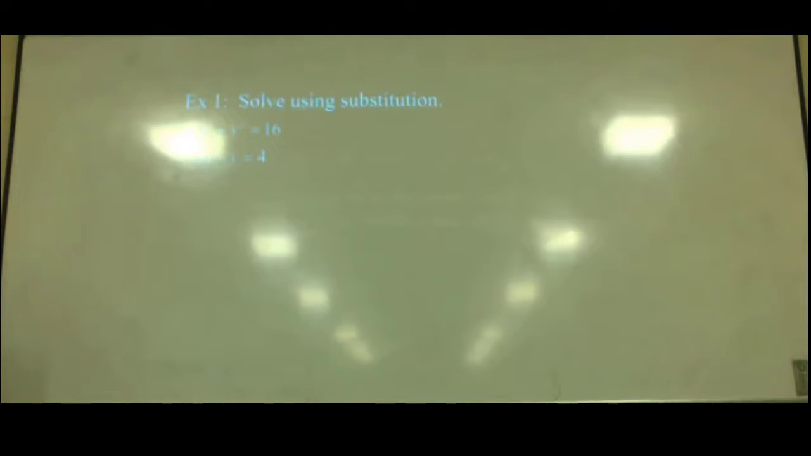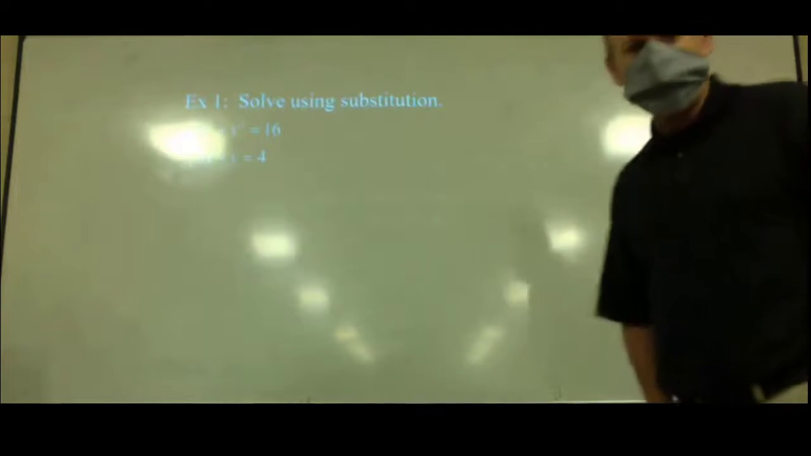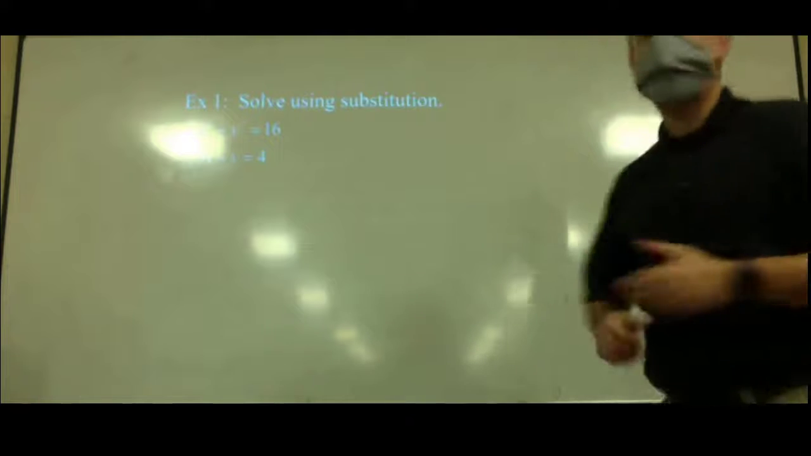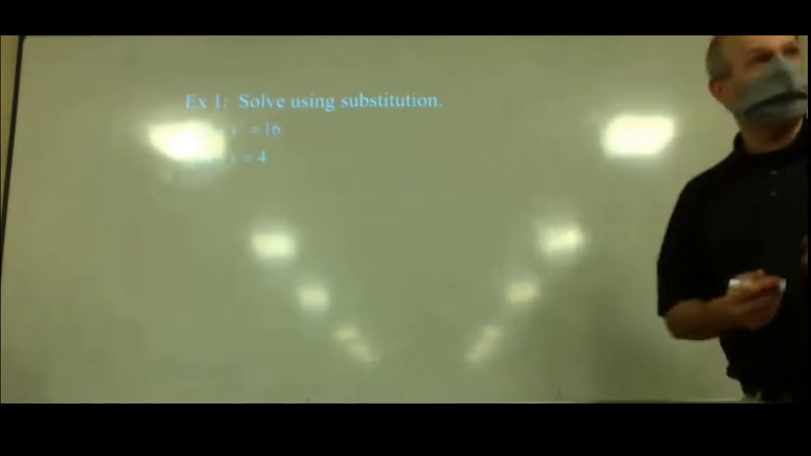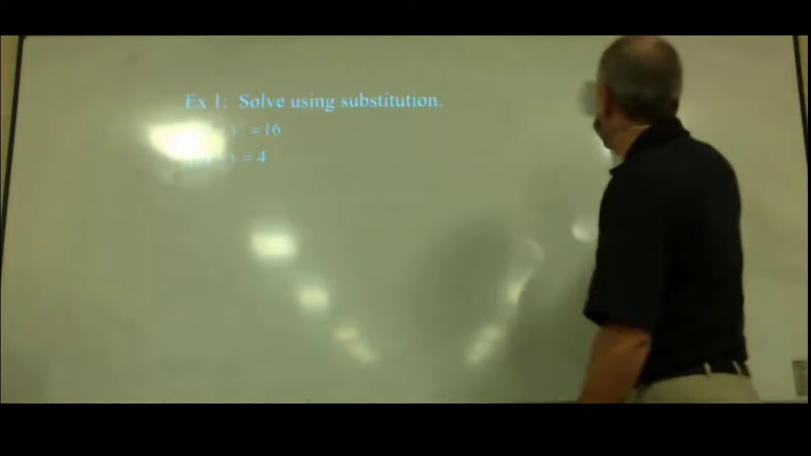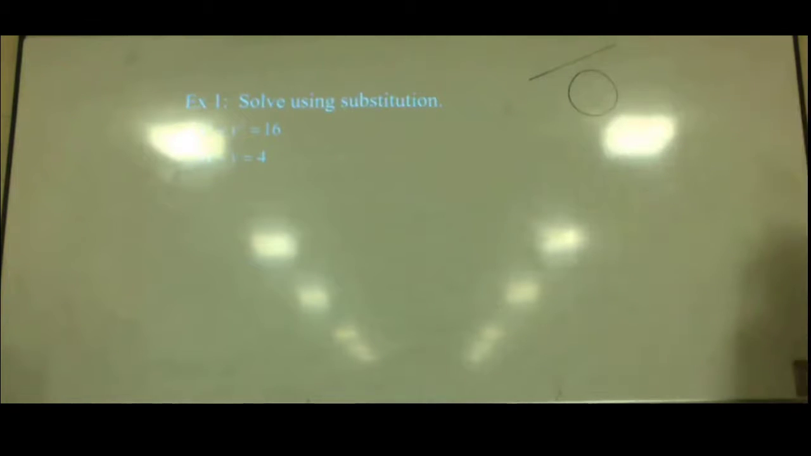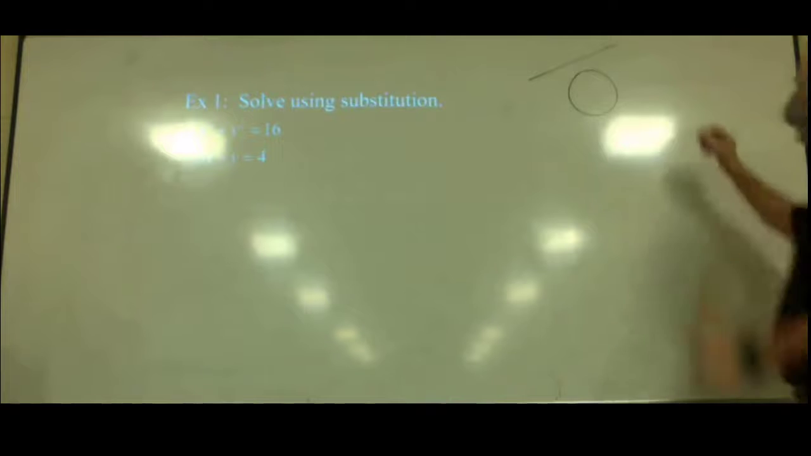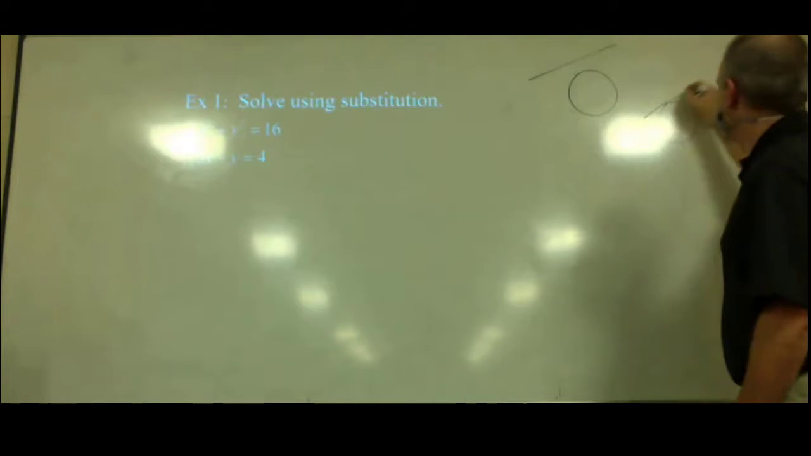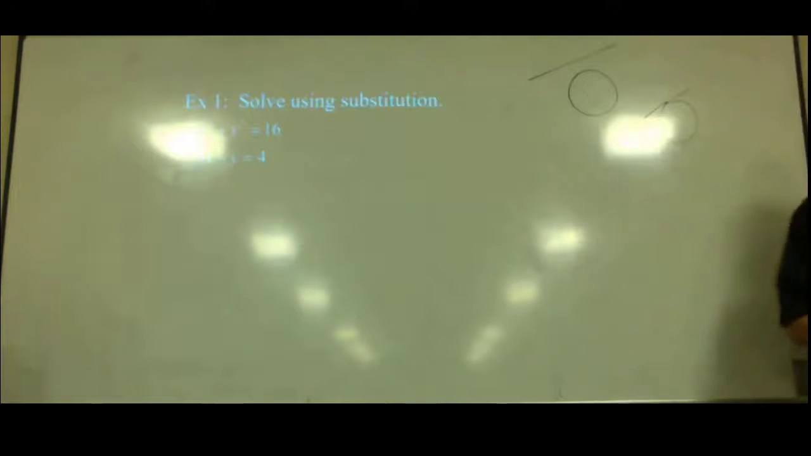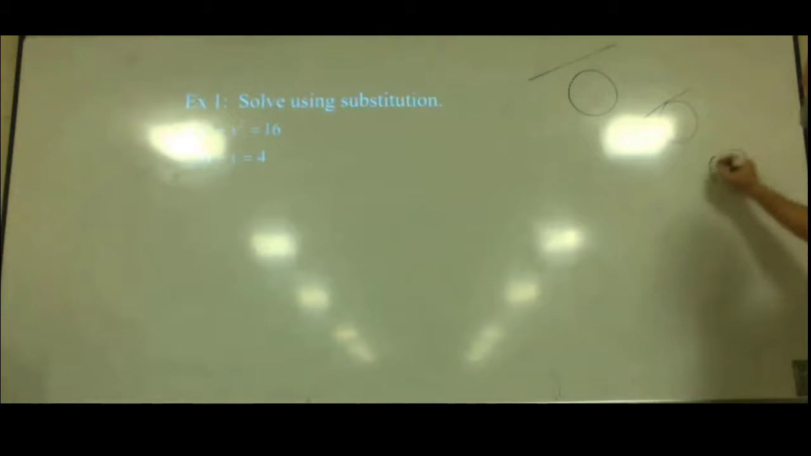So let's take a look at this. I will just tell you that these two equations represent one of them is a circle, and one of them is a line. So if you think about a circle and a line, it's possible they never intersect, right? It's possible that they intersect just one time. And then it's also possible that the line goes through the circle and they intersect twice. Does that make sense? So that's what we're going for, either 0 or 1 or 2 solutions.